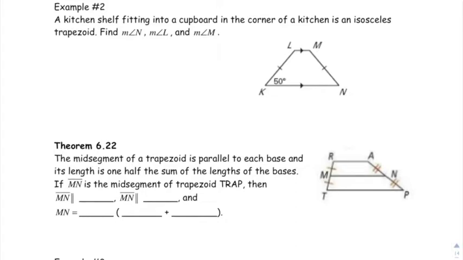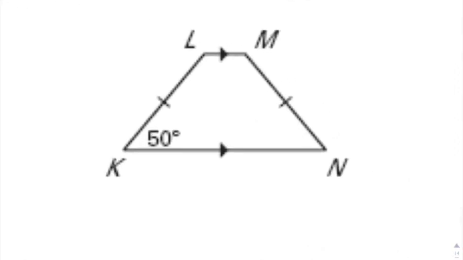Okay, next one here, kitchen shelf fitting into a cupboard. In the corner of a kitchen is an isosceles trapezoid. Find your angles. Okay, so notice here you got 50 degrees there. If it's isosceles, that means it's opposite, or actually not even opposite, I guess I should say across right here. Those should be the same right there, so that'll be 50 degrees as well.